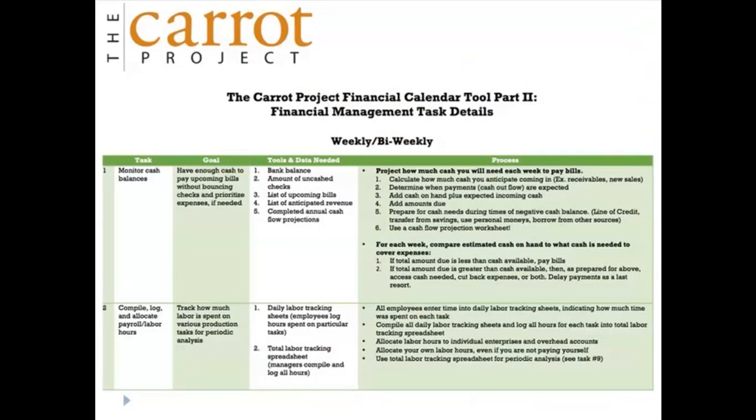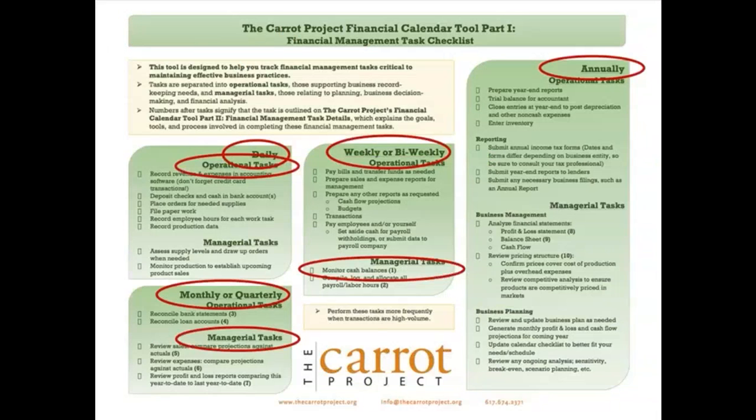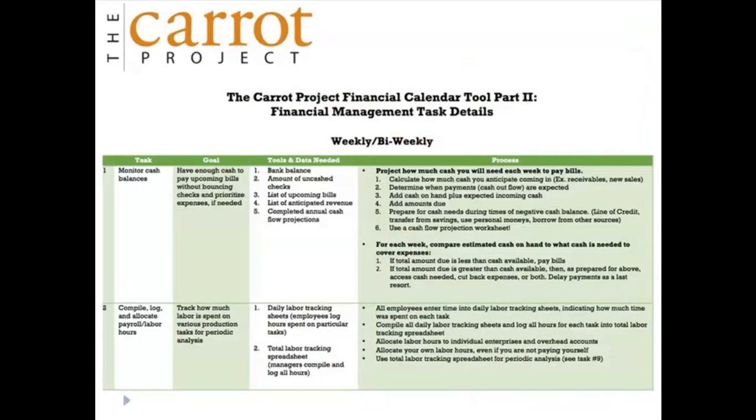The next part of the calendar tool is the more detailed task list. And you'll see some numbers down the list here, 1 and 2. This is the first page of it. And if you look back at the checklist, you'll see that some of these tasks have numbers in parentheses. So if you look in the weekly and biweekly column under managerial tasks, the first thing there is monitor cash balances, and there is a 1 next to that. And that 1 corresponds to the first task here.